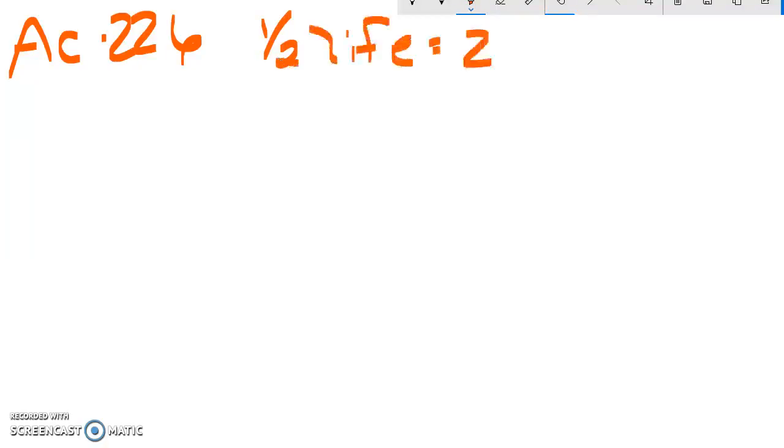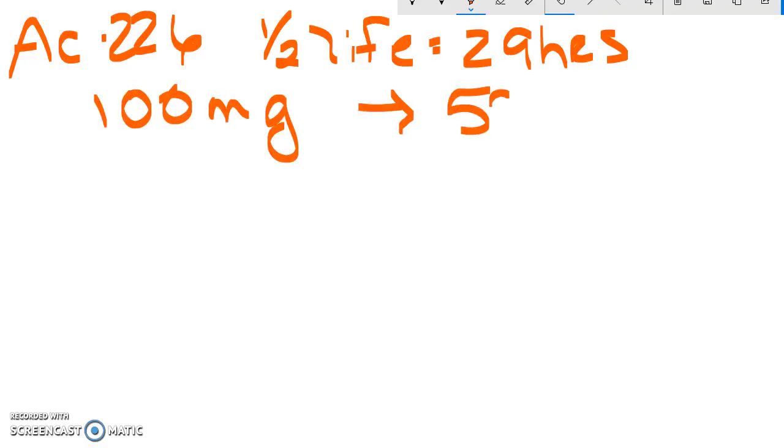Actinium-226, okay, that's the name of the element, has a half-life of 29 hours. If you had 100 milligrams of actinium-226 that disintegrates over a period of 58 hours, so you have 100 milligrams to start off with, and it's been going for 58 hours, then how much is left?